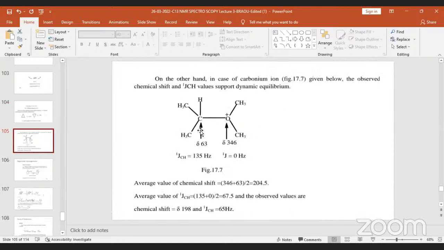Similarly, here in another case, actually this is carbon, not oxygen. In this case, you see there is dynamic equilibrium. The carbocation can be here, and this hydrogen can come here, and it can become here also. So their average value of chemical shift will be 204, and the J1CH value should be 167.5. The chemical shift and J1CH observed are in conformation with the dynamic equilibrium. Just rectify this, it is not oxygen, it is carbon.